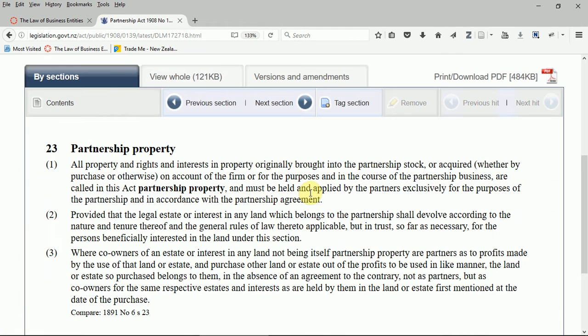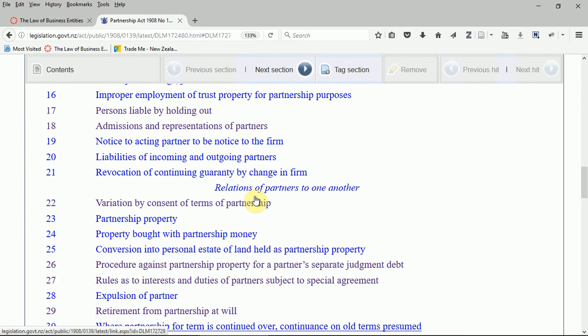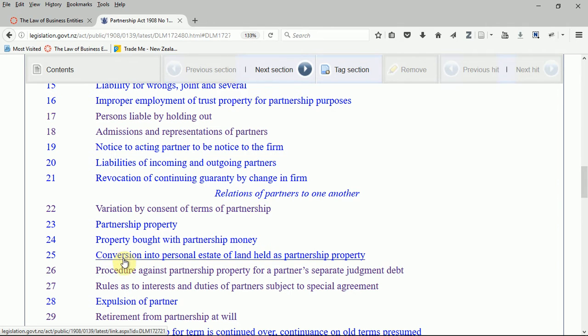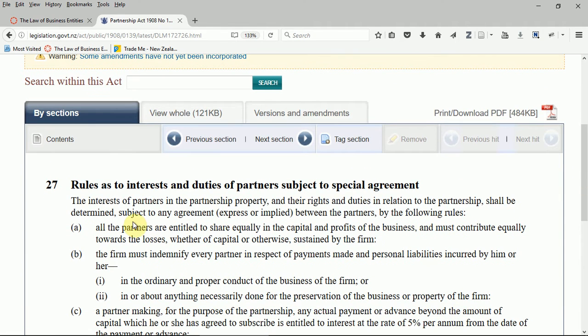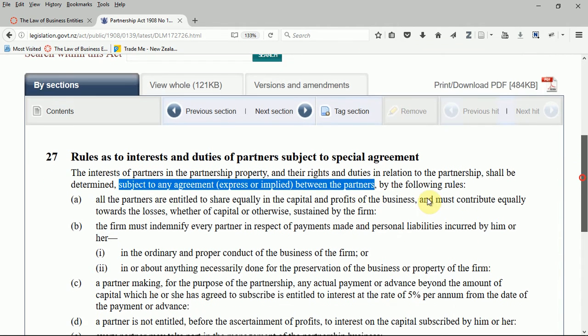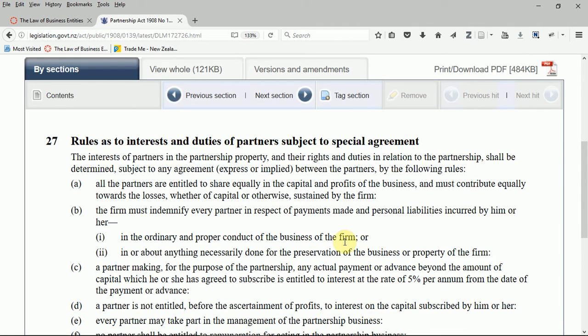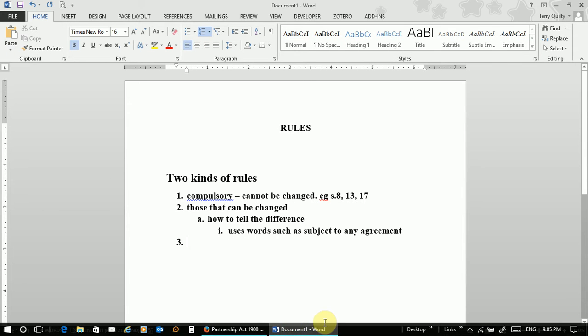Now, if we just follow through some of these sections, going back to the rules themselves, and start with section 27. Now, at the start of section 27, it says, subject to any agreement express or implied between the partners, we have the following rules. So this tells us we can change any of these particular rules. Well, when we look at section 27, you can see there are a substantial number of rules.